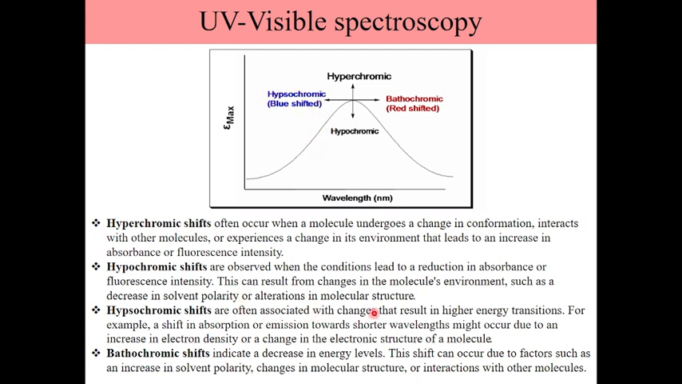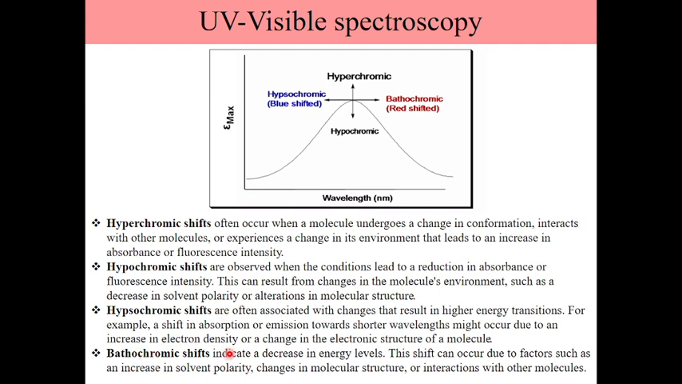This is associated with changes that result in higher energy transitions. For example, a shift in the absorption or emission towards shorter wavelength might occur due to an increase in the electron density or change in the electronic structure of a whole molecule. So basically the change in the electronic structure of the molecule is happening, and therefore the transition from the lower energy level to higher energy level is more. That is hypsochromic shift or blue shift.